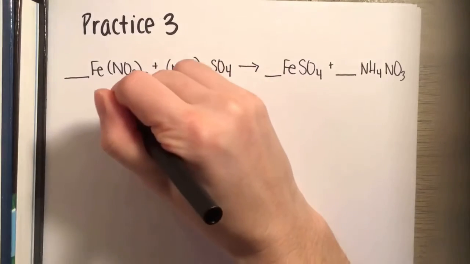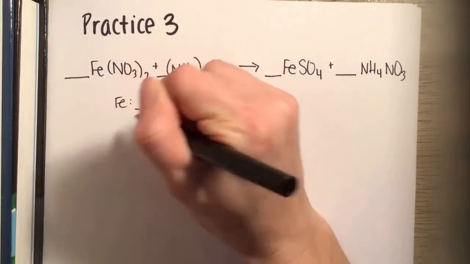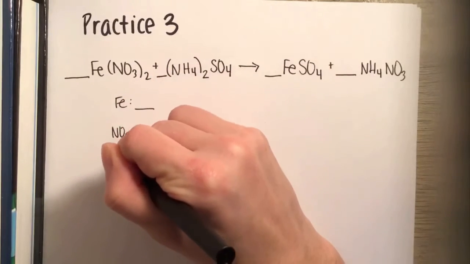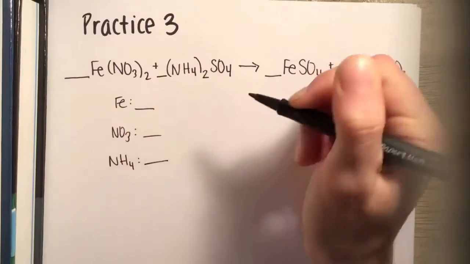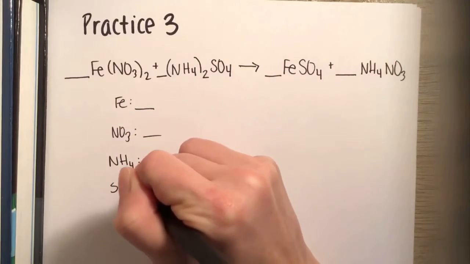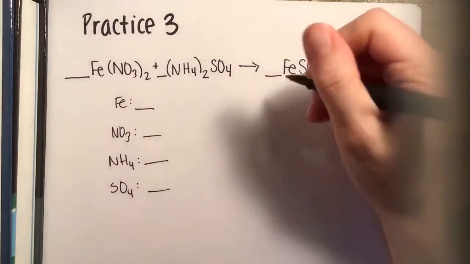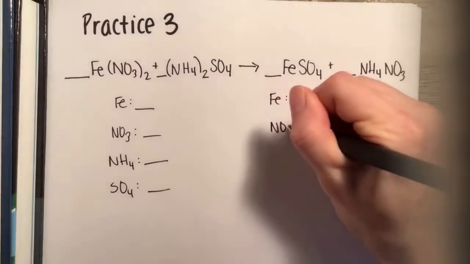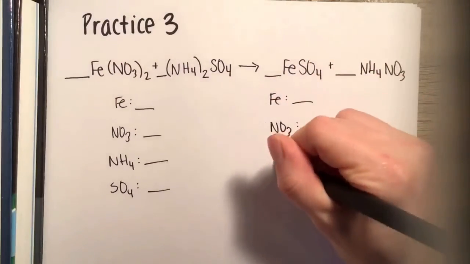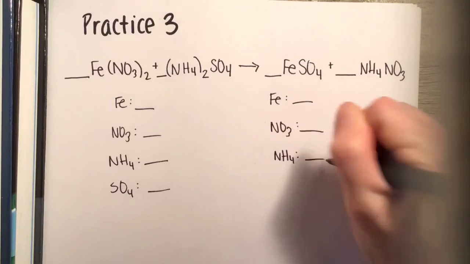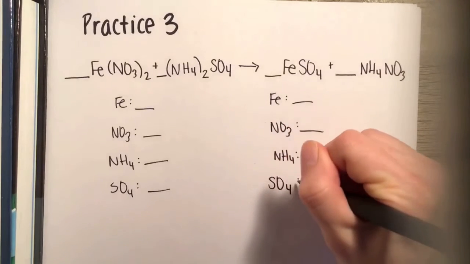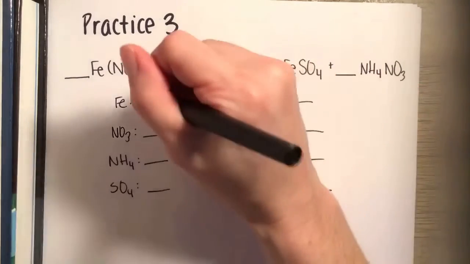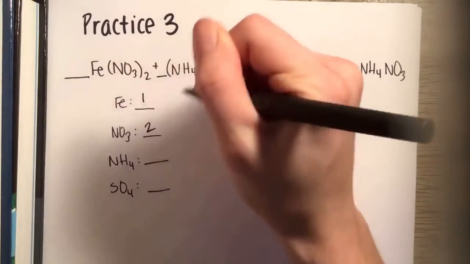So iron, I'm going to list NO3 nitrate as one thing. I'm going to list NH4 ammonium as one thing. I'm going to list SO4 sulfate as one thing because those atoms stay together in clumps on both sides of the equation. So I'm going to list my ions on the product side as well, and now I'm going to count. So on my reactant side, I've got 1 iron, 2 nitrates, 2 ammoniums, and 1 sulfate.